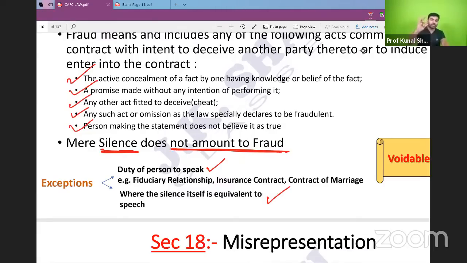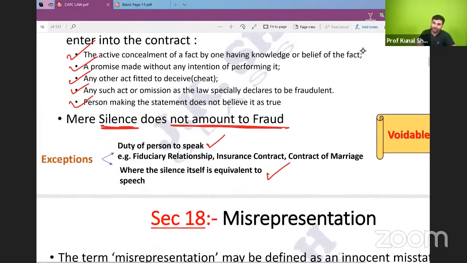So generally the rule says silence does not amount to fraud. But yes, in exceptional cases, silence amounts to fraud. Exceptional case number one, that is duty to speak, and exceptional case number two, your silence itself is equivalent to speech.